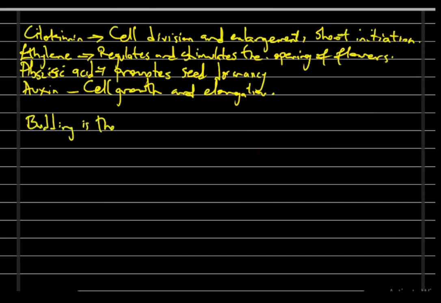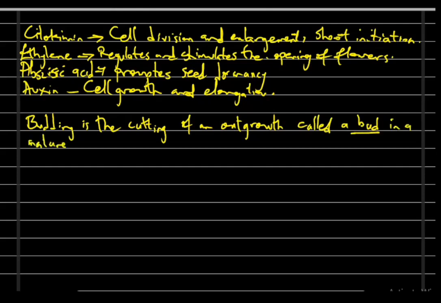Budding is the cutting of an outgrowth called a bud in a mature organism. Such is seen in Hydra, it is seen in yeast, it is seen in the rhizoid. For example, we have the ginger. So that is budding.